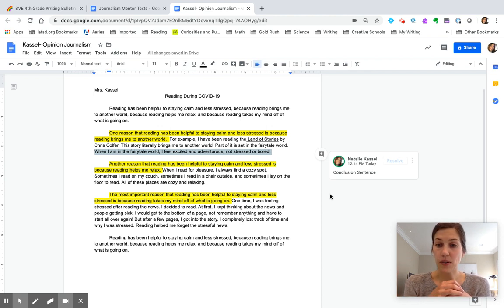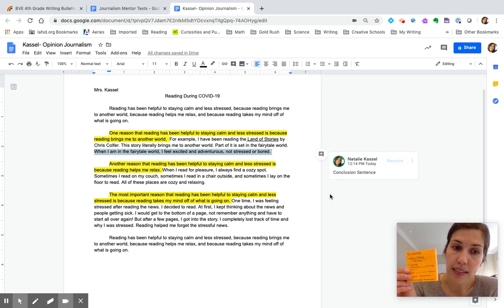So that's one thing you could revise today, adding in a conclusion at the end of each reason paragraph. Another thing you could work on is your evidence, making it multiple and varied. Multiple means maybe you have more than one piece of evidence for each reason paragraph. Right now, I only have one in each of my paragraphs. Varied means you have different types.